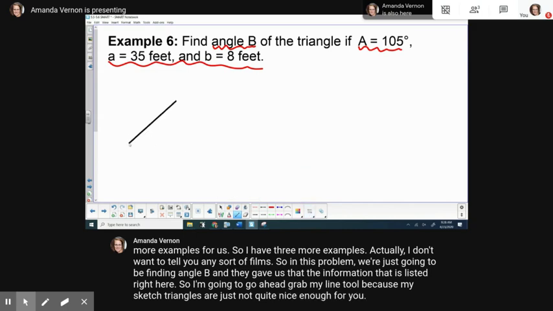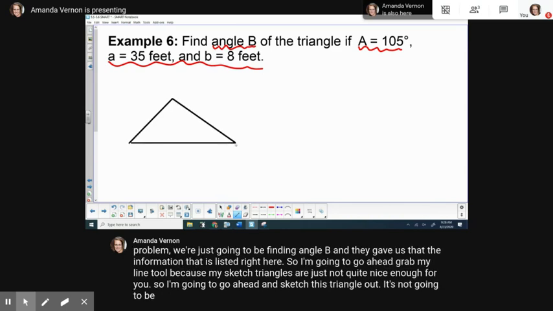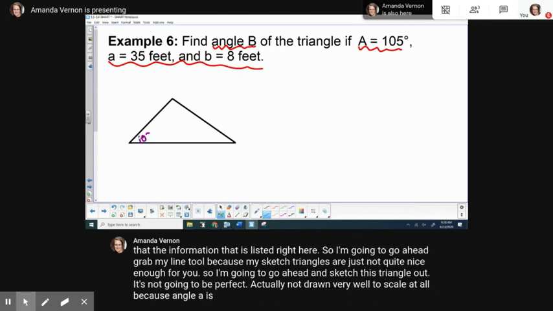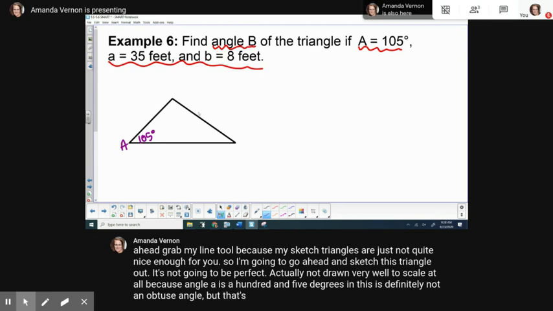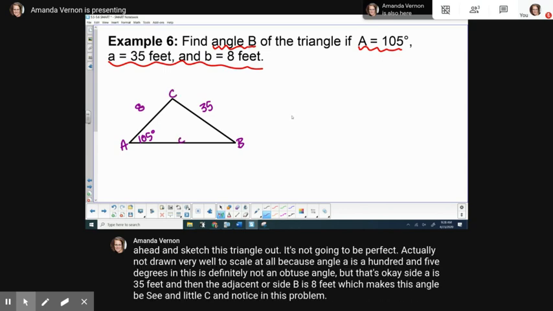And so I'm going to go ahead and sketch this triangle out. It's not going to be perfect. It's actually not drawn very well to scale at all, because angle A is 105 degrees, and this is definitely not an obtuse angle, but that's okay. Side A is 35 feet, and then the adjacent side B is 8 feet, which makes this angle B, C, and little c. Now notice in this problem, I'm just asking for angle B.